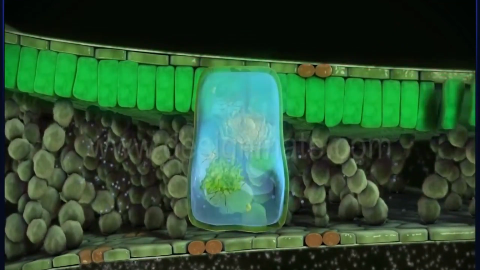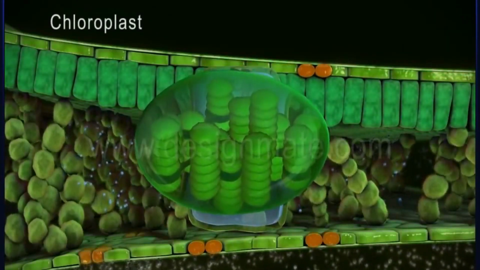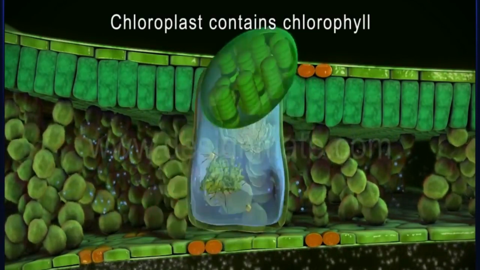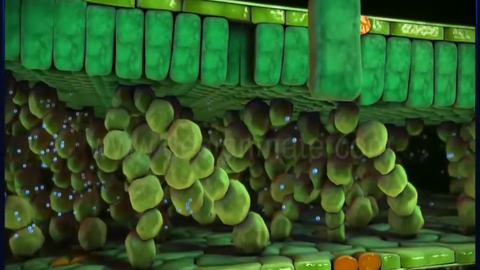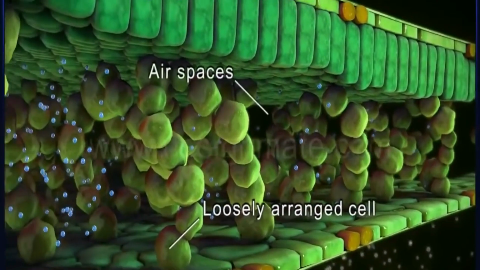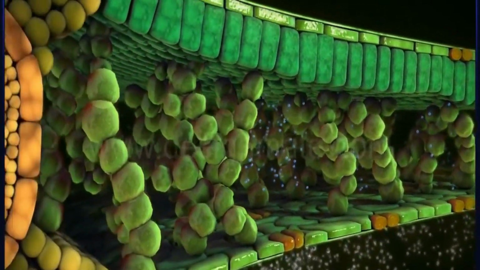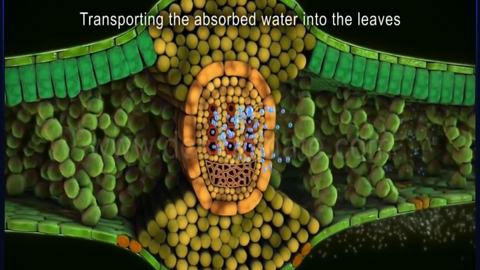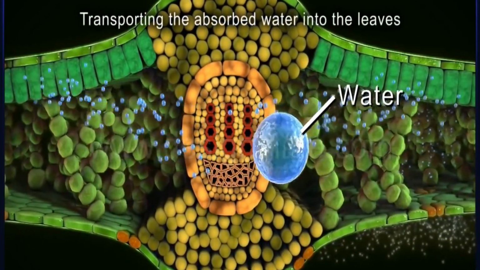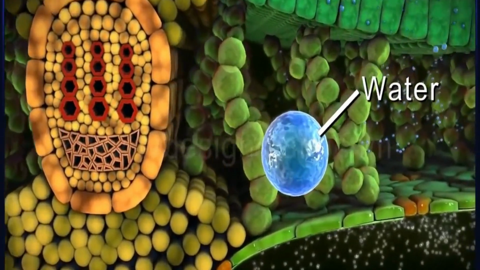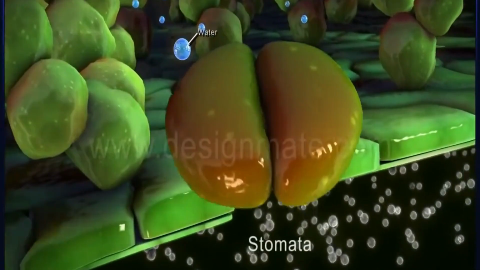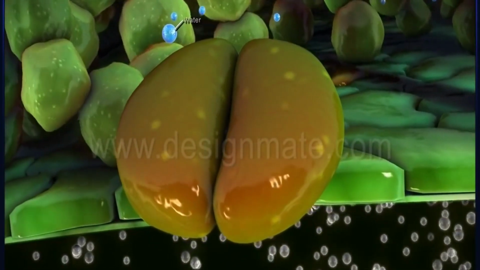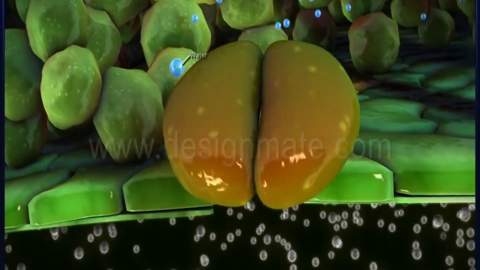These cells have specialized organelles called chloroplasts. Chloroplasts contain the pigment chlorophyll, which gives the green color to the leaf. The next layer has loosely arranged cells with large air spaces. The section also shows tubes specific for transporting the absorbed water into the leaves. The lower layer has many pores called stomata. Each stomata is surrounded by two guard cells which regulate the opening and closing of the stomata.